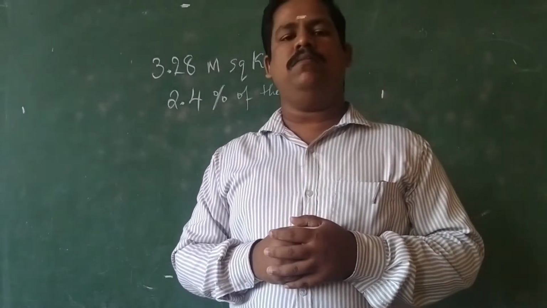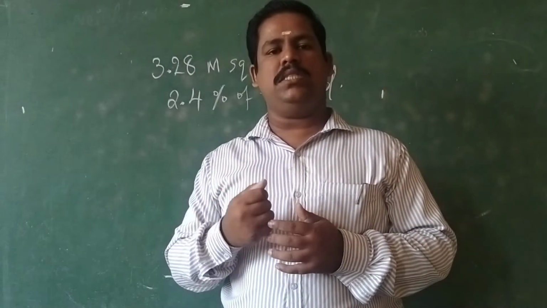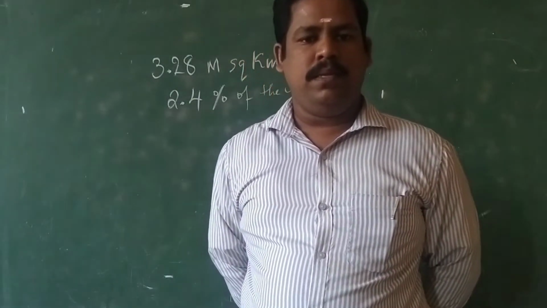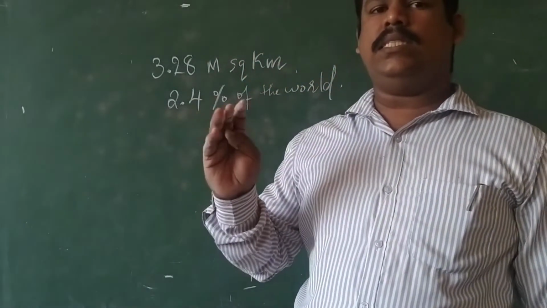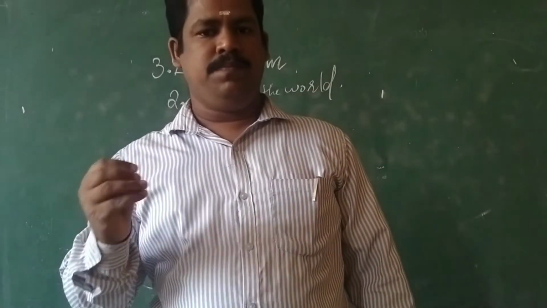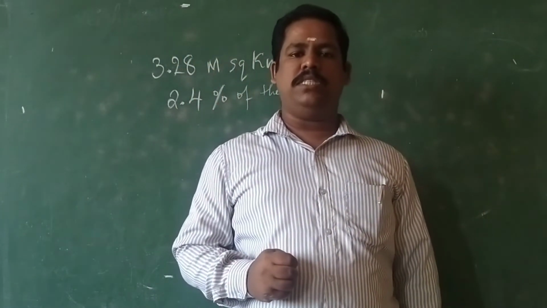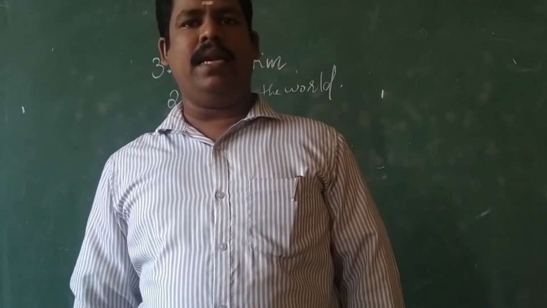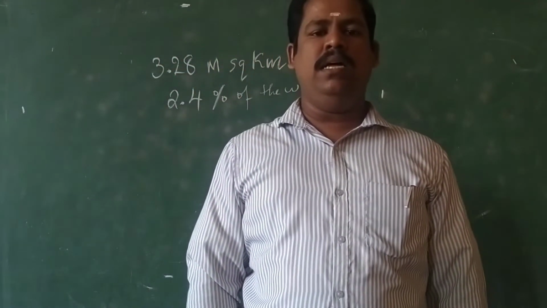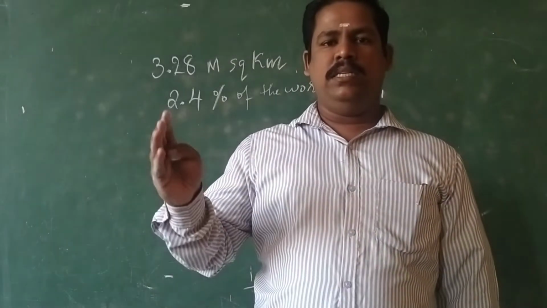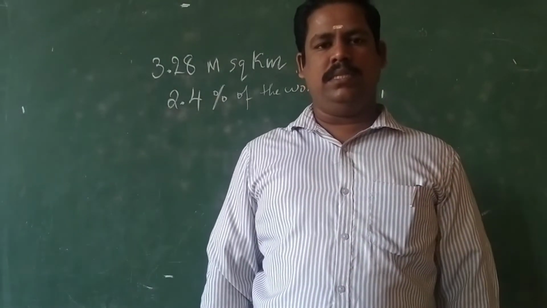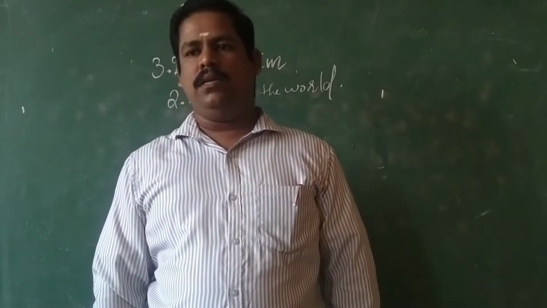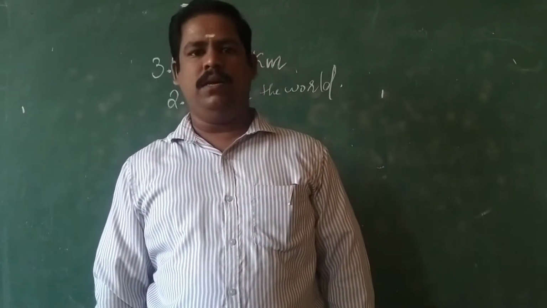So obviously we should know which are the other 6 larger countries. Anybody can guess it? Yes, the other 6 larger countries are Russia, Canada, USA, China, Brazil, Australia. These are the other 6 larger countries.